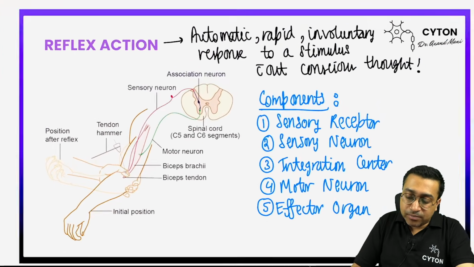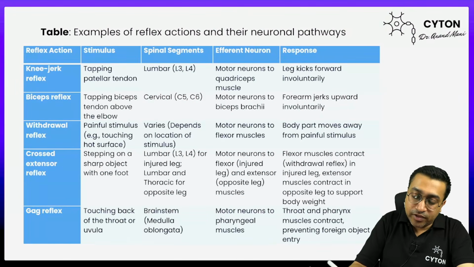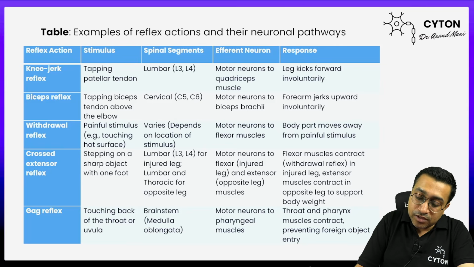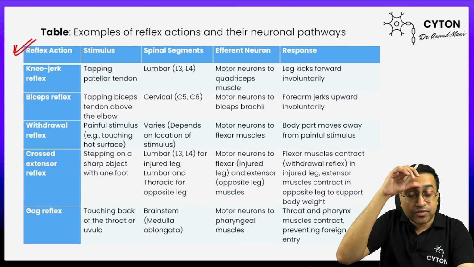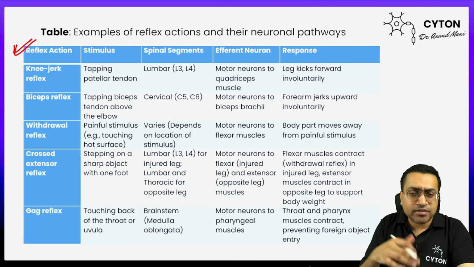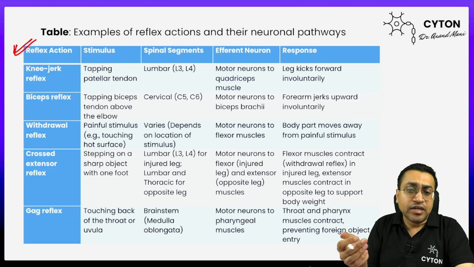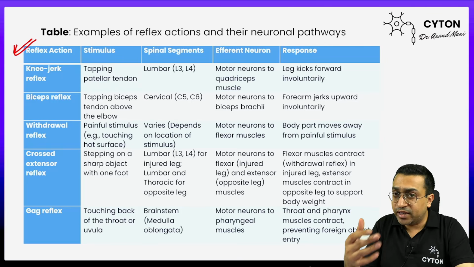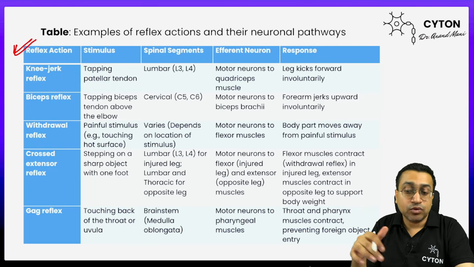There are various examples of such kind of reflexes. So you can see in this list is given to you. This will be taught to you region wise separately. Knee jerk, biceps reflex, withdrawal reflex. Then you have crossed extensor reflex, gag reflex. All these are the reflexes which will be taught to you in quite detail in the human lab in physiology. You will perform these.